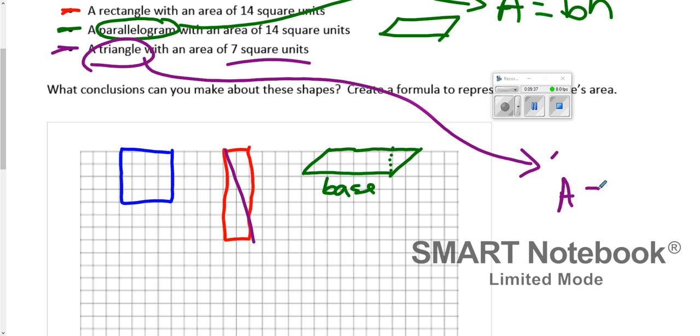You just take the area formula for a rectangle, base times height, and you cut it in half, because that's what I just did to make a triangle. You will also see that written as 1/2 times base times height. So these are the formulas for a triangle.